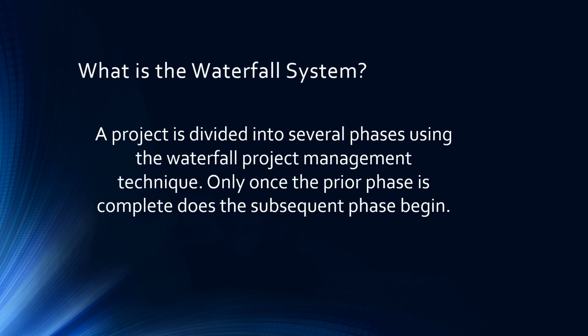What is the waterfall system? It is a project that is divided into several phases using the waterfall project management technique. Only once the prior phase is done and complete does the subsequent phase begin, meaning there is a step-by-step process with creating the software. You cannot go forward or backwards. You have to do it within a step-by-step guide.